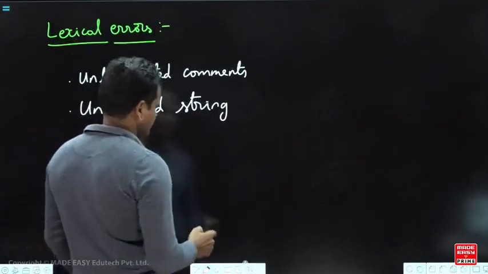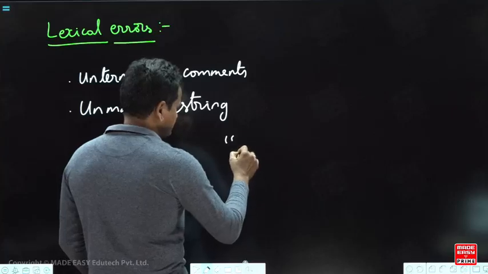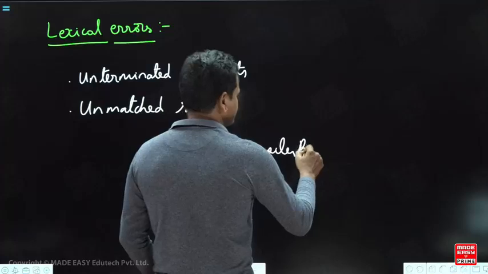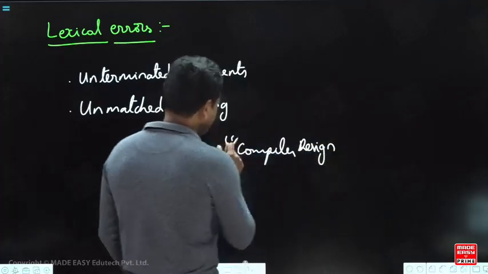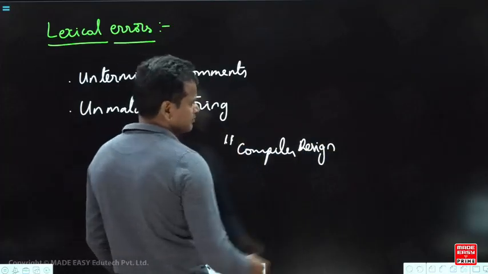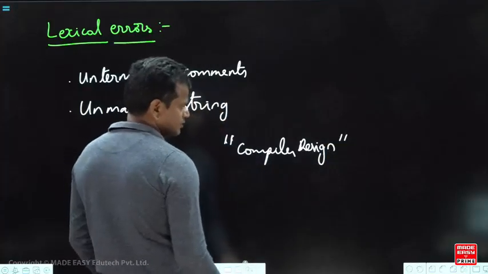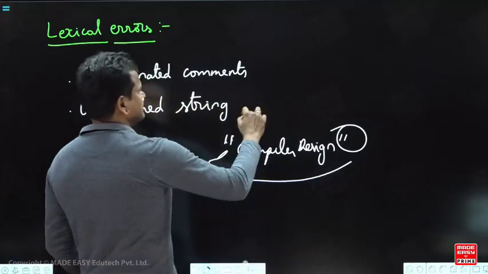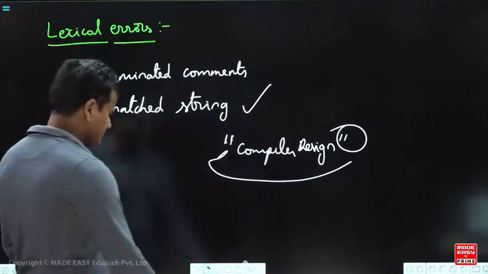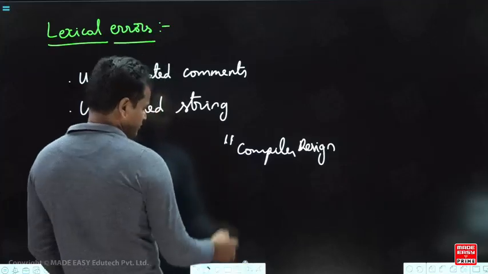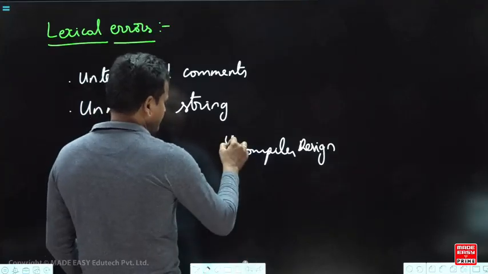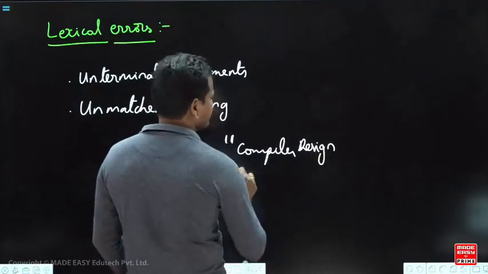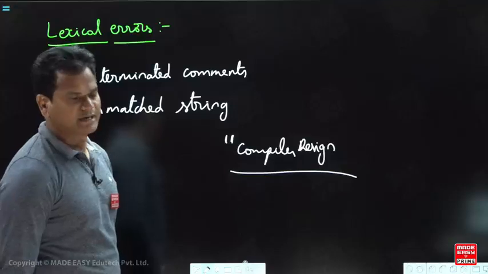Suppose you have opened a double quote, like "Compiler design". When double quotes are open, they must be closed. If it is not closed, it is an unmatched string, and it will throw an error. I repeat, guys: when you open double quotes, you have to close them. If you don't close them, it will throw an unmatched string error.